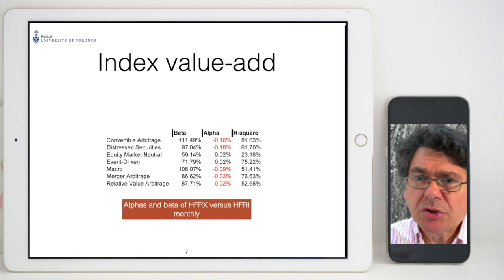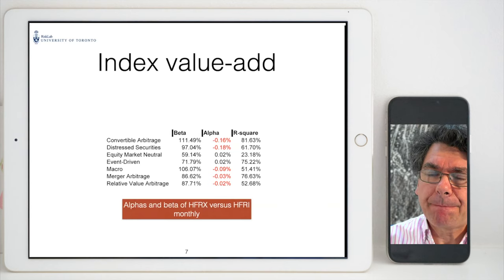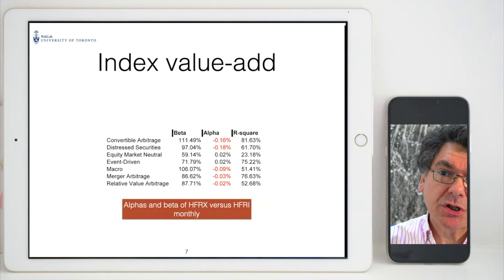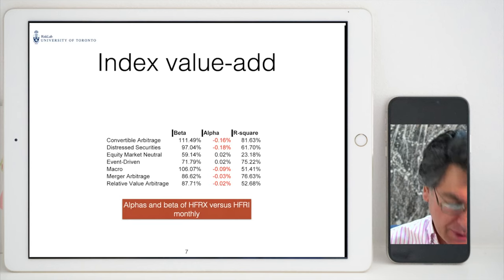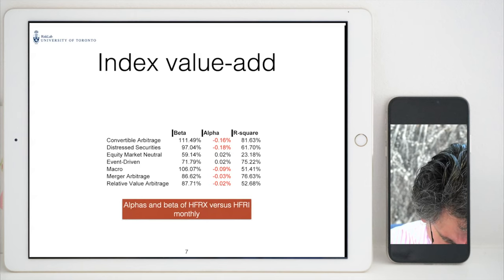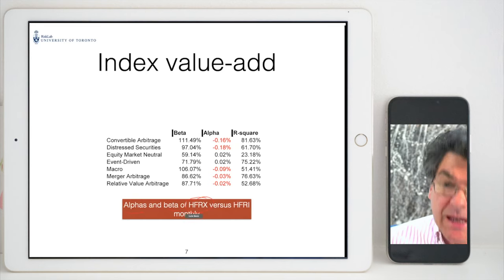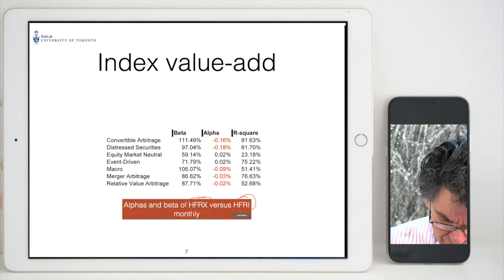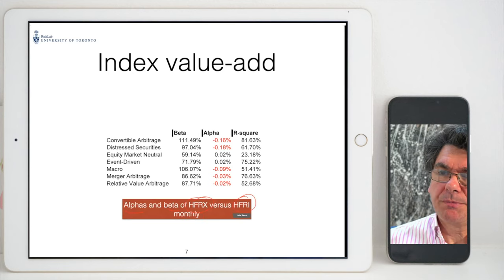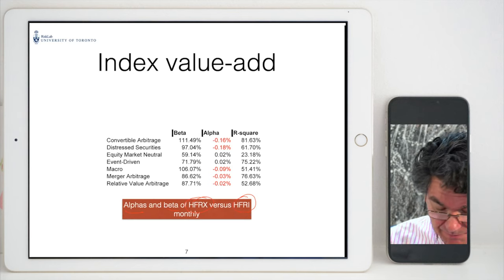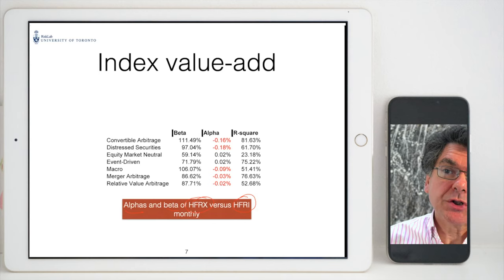Now, this thing I'm showing here is another interpretation of numbers. This is how we use calculations to understand things. What I'm doing here is this. This describes the alphas and the betas of the investable versus the non-investable.